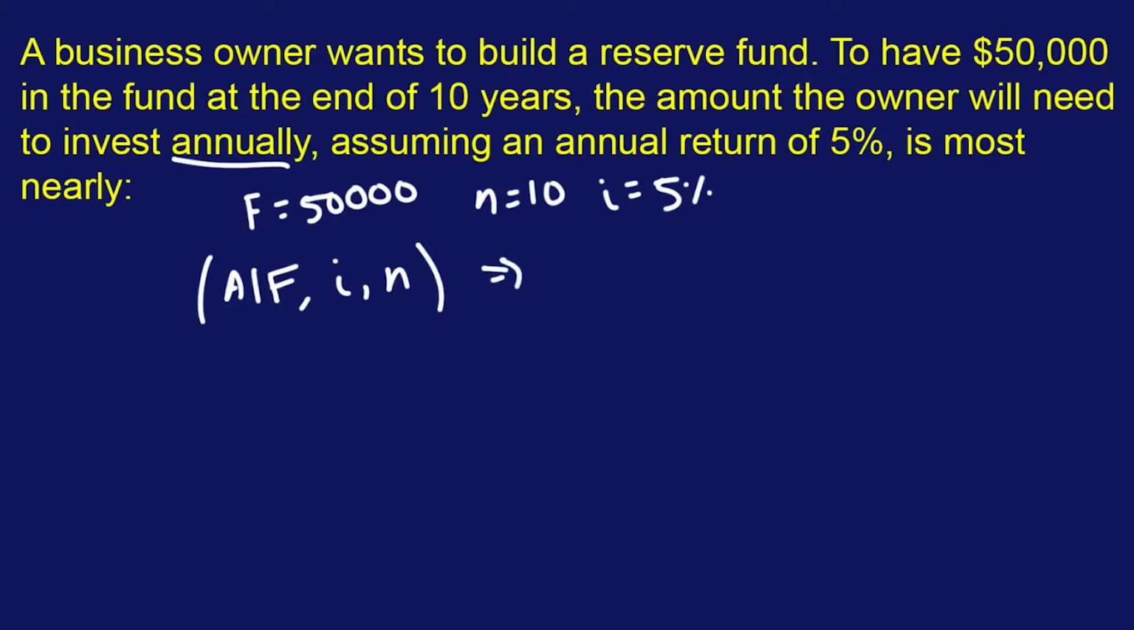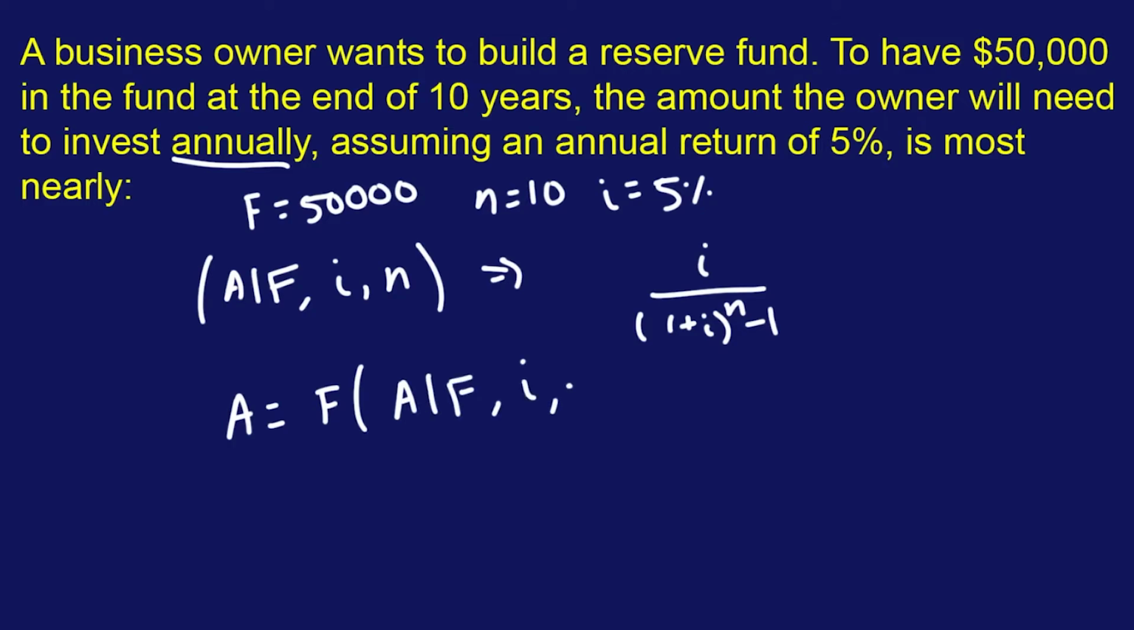And there's a special formula for this. Again, you can look this up in your FE handbook reference guide. But essentially, it's going to be this, if I remember this correctly. This is all from my brain. I'm memorizing this. That'll be your equation, the special factor that helps you solve the problem. And then if we want to find that annual value, it's going to be A equals F times A given F, i, n. That's pretty basic.